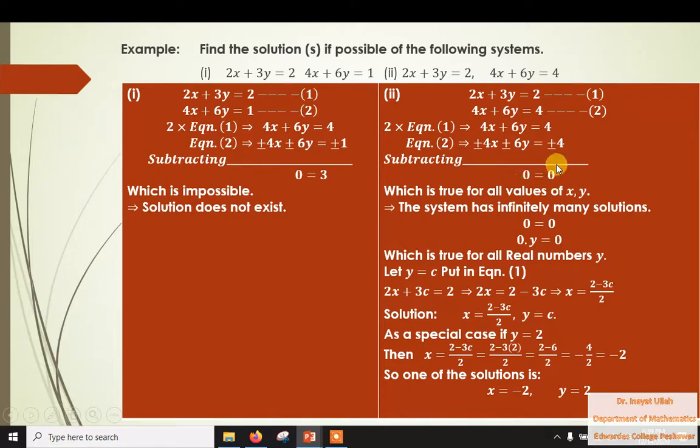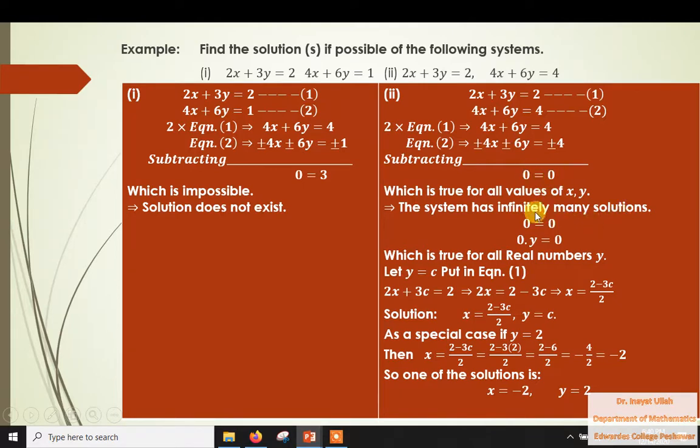So it means that there are infinitely many solutions in this case whenever 0 equal to 0 arises. Whenever 0 equal to a non-zero situation arises, it means that a solution does not exist. Whenever 0 equals 0 arises, it means that the system has infinitely many solutions. Pronounce this as infinitely, not infinitely. Infinitely many solutions. So how could we obtain those solutions?